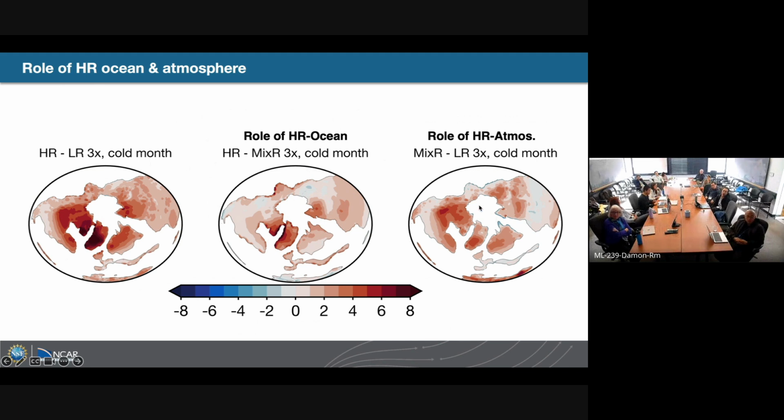And if you look at the rightmost plots, that's the additional warming over cold months that can be attributed to high resolution atmosphere. So you see a broader warming over the continental interior. So this may be related to convection, clouds, etc.